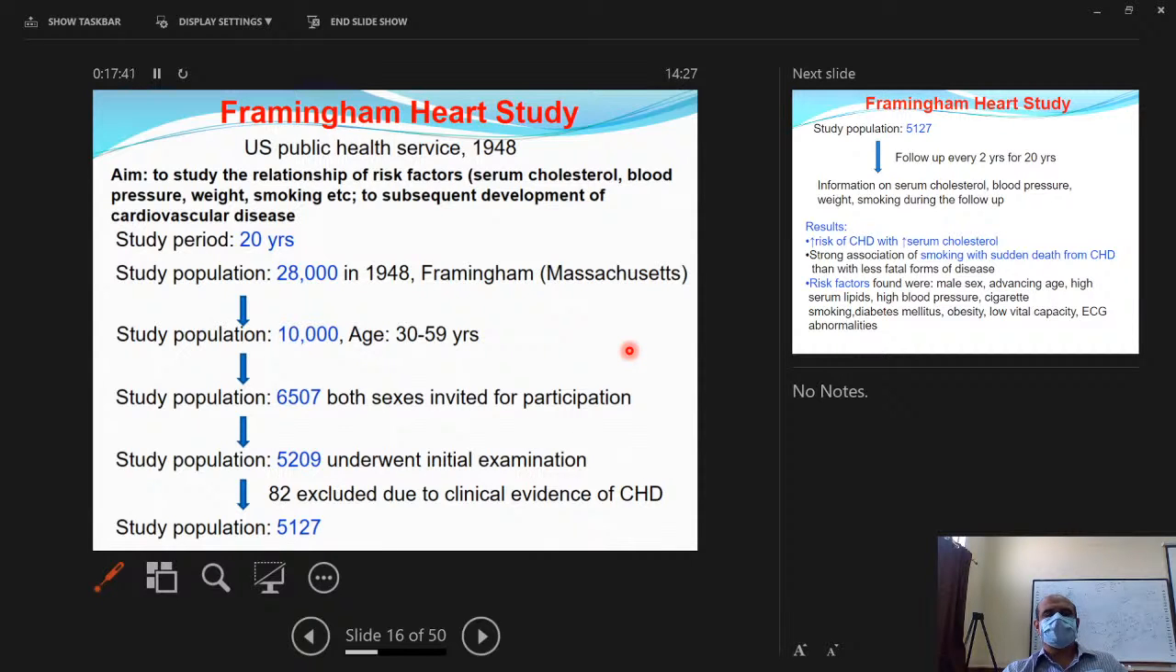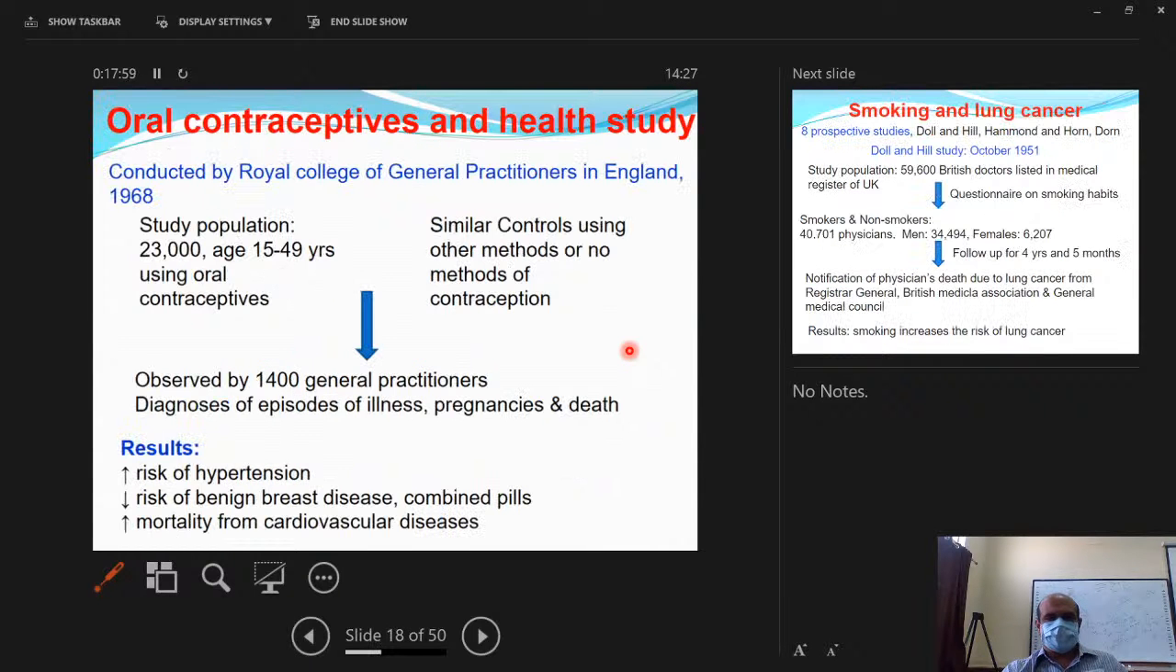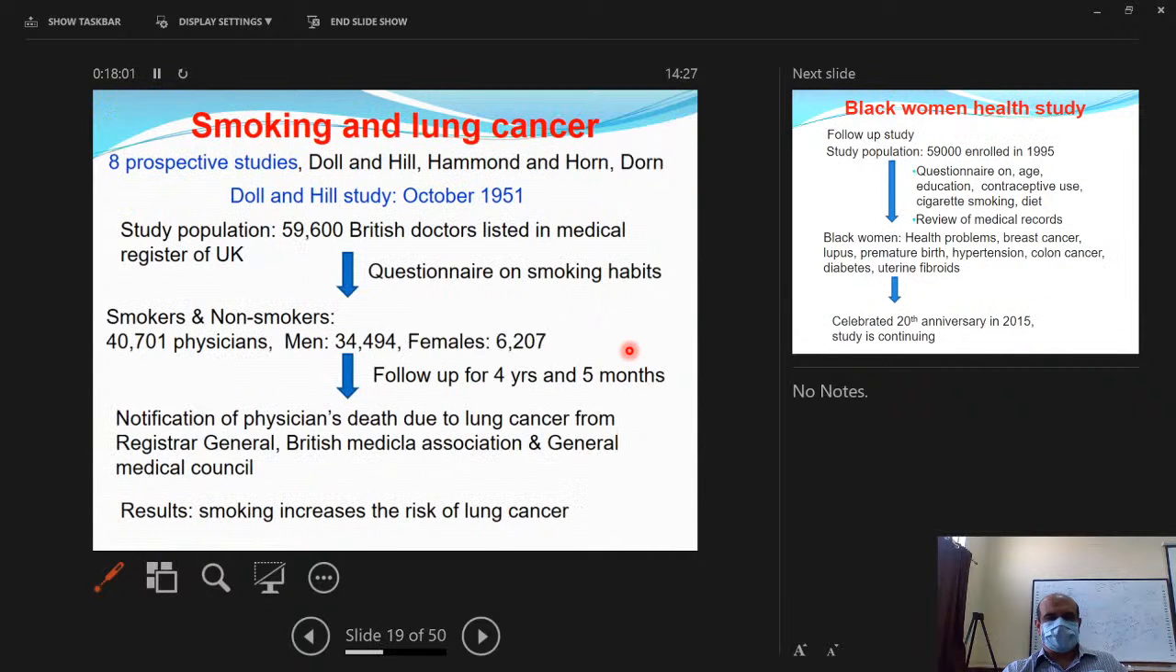Framingham longitudinal study is a very famous study on cardiovascular risk factors, specifically oriented to cardiovascular disease patients and the cardiovascular health of the population. These are the examples of that.